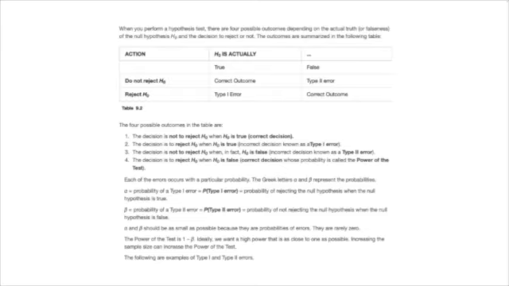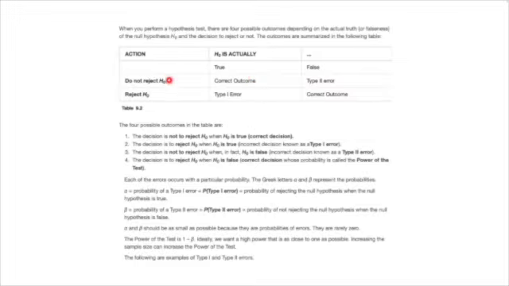All right, so next we're going to talk about the outcomes you get with hypothesis testing and then their type 1 and type 2 errors. When you perform a hypothesis test, there are 4 possible outcomes. So you could fail to reject the null, meaning it could be true, and the null is actually true. Yay, you did the right thing. You had the correct outcome.